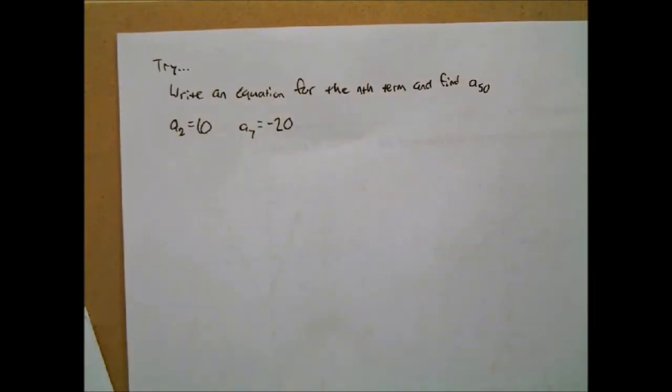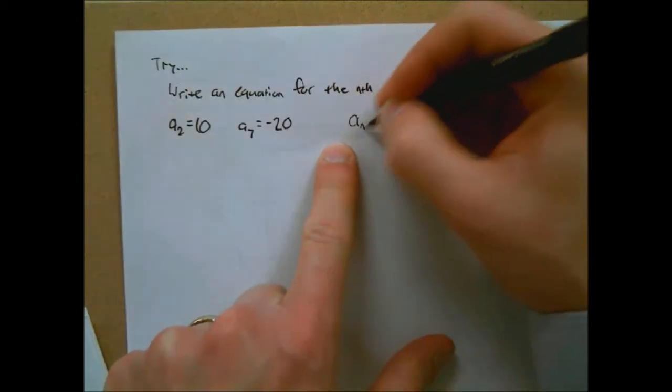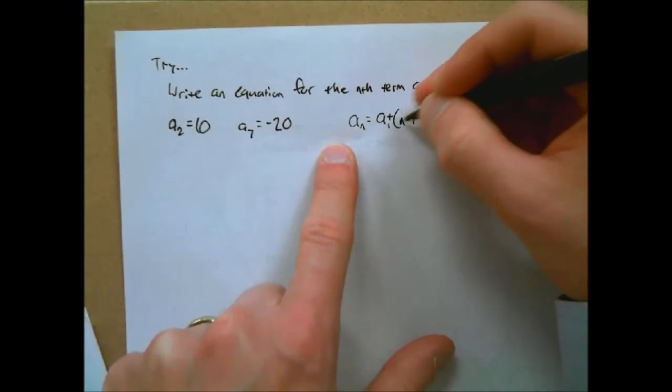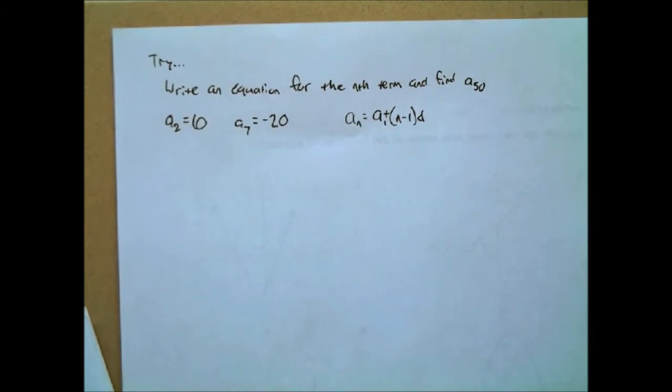A sub 2 is equal to 10. A sub 7 is equal to negative 20. And I'll write up our arithmetic sequence formula there to help you out if you need it. And you will.